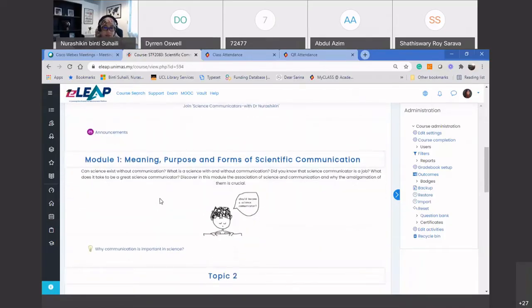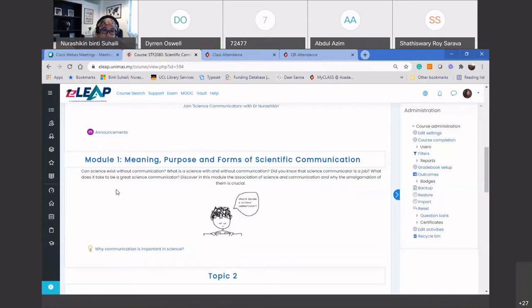The first module is on what is scientific communication. What is the meaning? What is the purpose? As I told you just now, this course is concerned with two things, the science and the communication. It's not just about the science, but also the communication: how to communicate the science, how to communicate our research and our findings. When we talk about science, we always talk about the discovery, the results, right? So why is communication important in science?